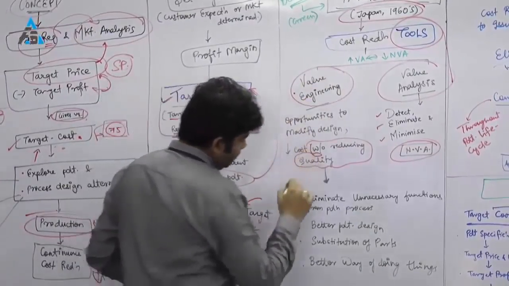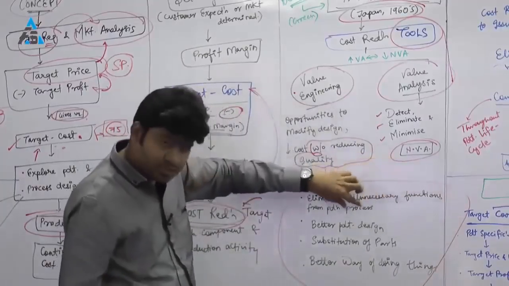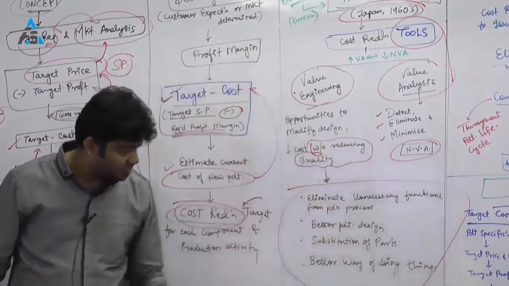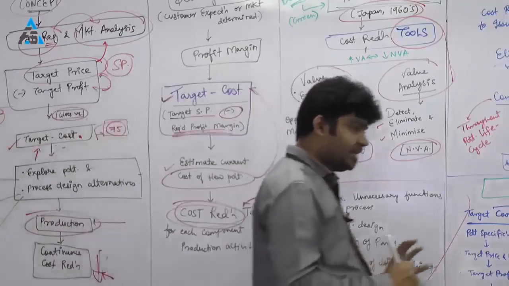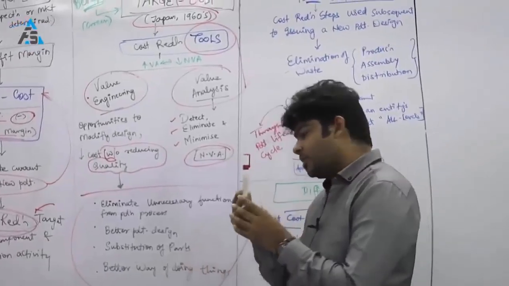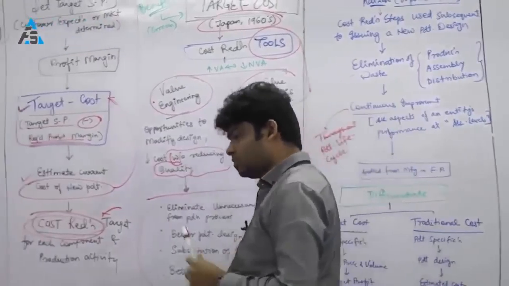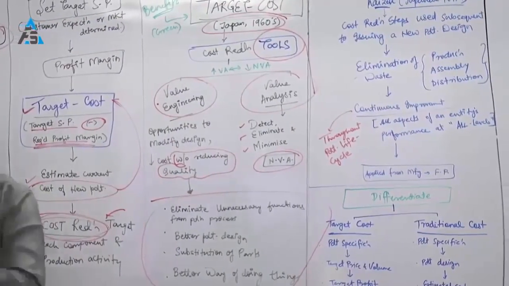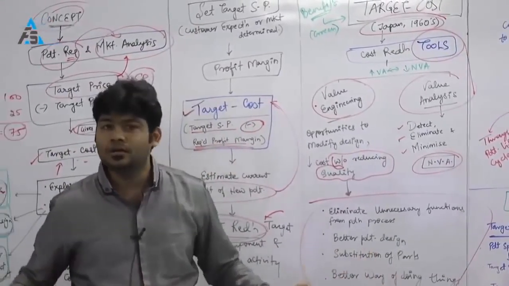Right? So, what is this value engineering or value added activities? Eliminate unnecessary functions from the production process, better product design, substitution of parts, and fourth is a better way of doing things. So, you will eliminate the unnecessary functions which are there in the production process. There is no point keeping them. Your product should be designed in a proper manner. Substitution of parts: all the parts which are costly and which can be substituted with cheaper parts should be introduced, and things should be done in a proper manner.